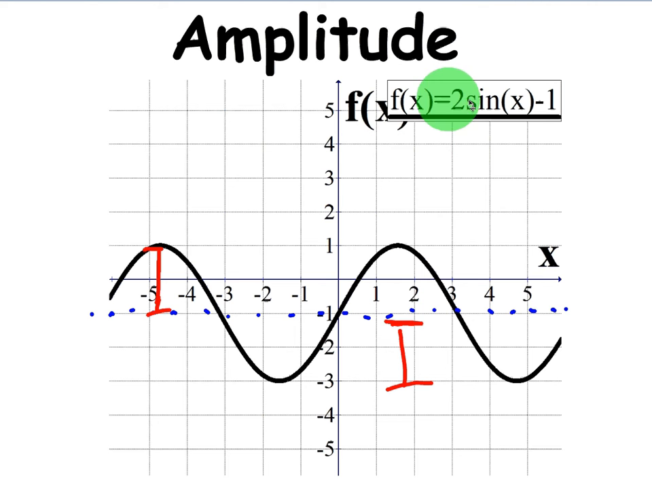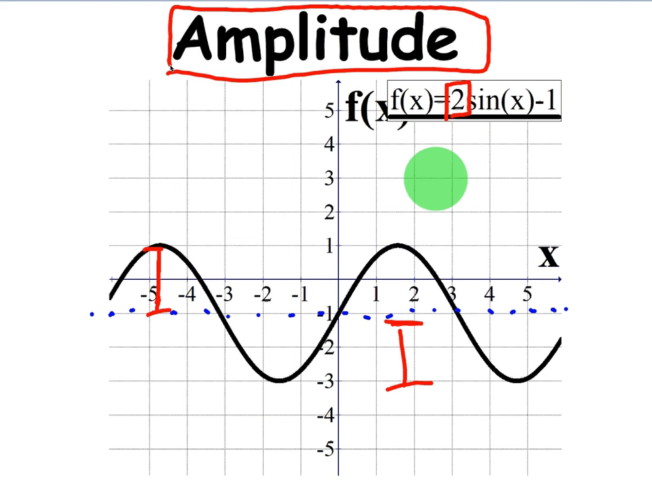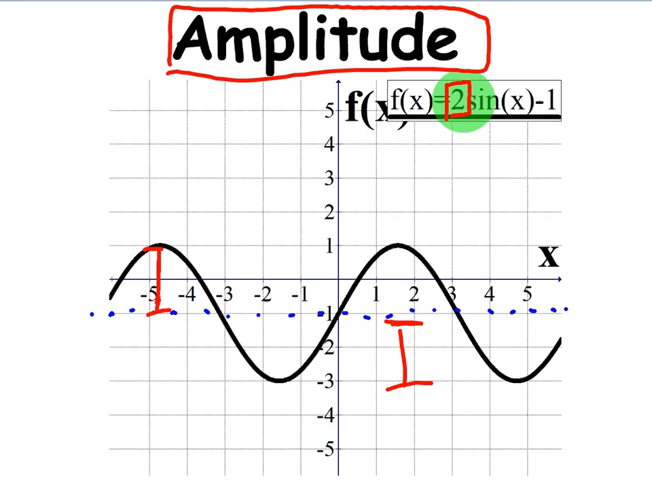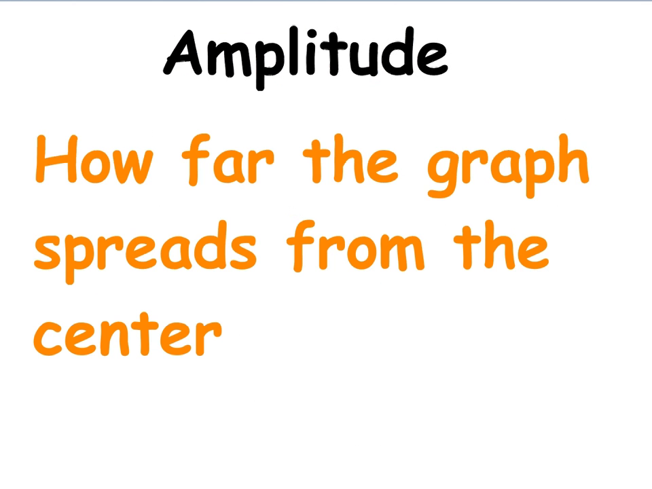Well, notice, voila, that number still shows up in our equation, f of x equals 2 sine of x minus 1. So as it turns out, yes, the amplitude is related to this number out in front. And in fact, all you need to do, if it's negative, is just make it positive, and that will give you the amplitude. I'm going to show you a little bit more reason why that is, so let's go ahead and take a look. However, I want to give you a formal definition of amplitude.